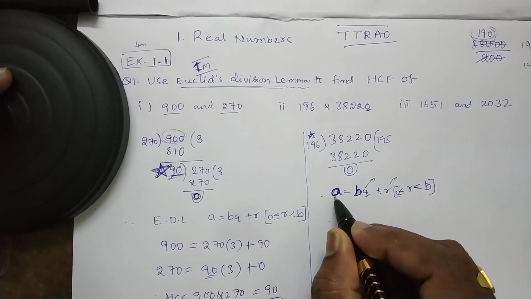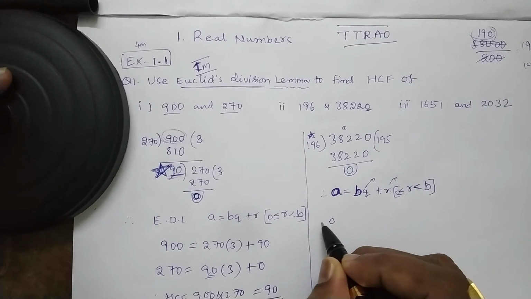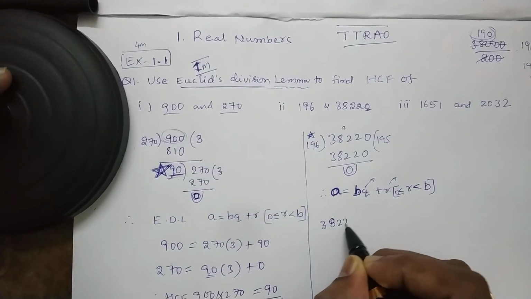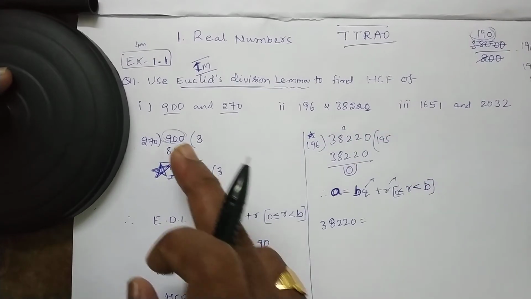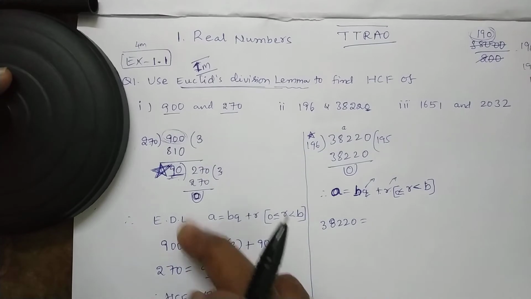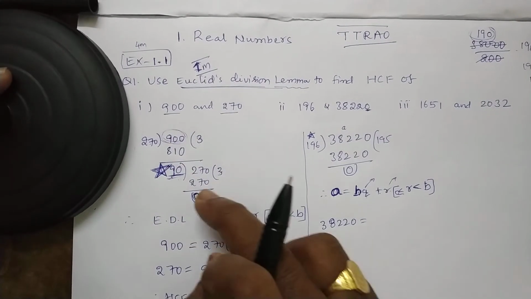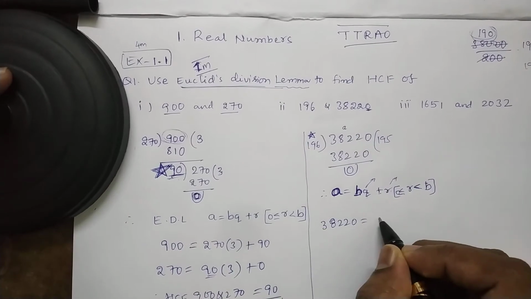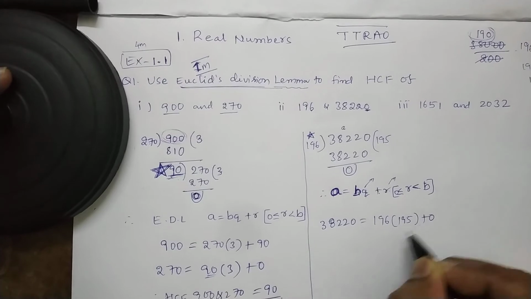Right. So now let us try to figure out the given division in this format. A is equal to 38,220, equal to, very simple children, left into right plus down. Here also left into right plus down. Here 270 equals left into right, that is 90 into 3 plus down number. So here 196 times 195 and then remainder 0.